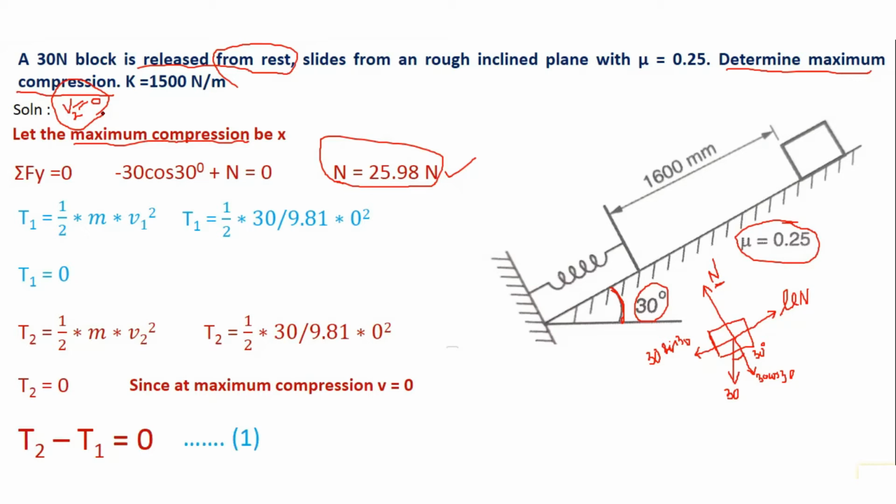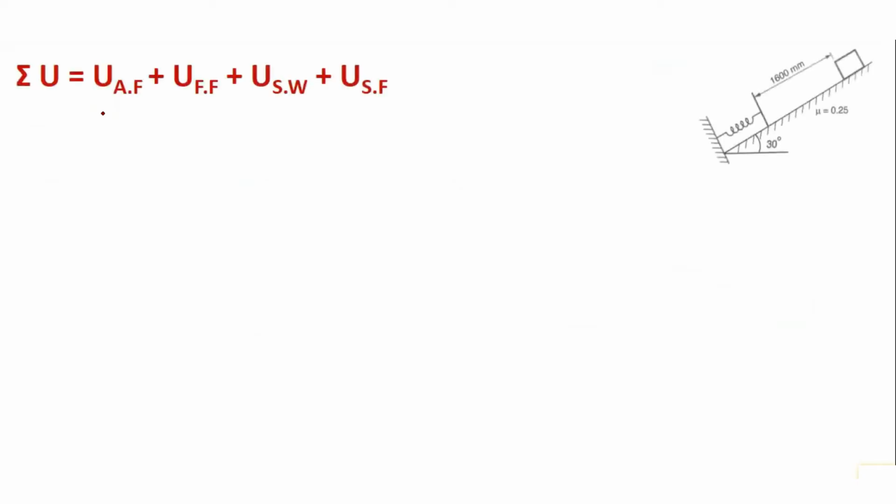Now let us proceed further to the right hand side. On the right hand side we need the summation of work done. For work done, we have work done due to applied force plus frictional force plus self weight plus spring force. As there is no applied force, this will become 0. Now regarding the friction force, we have seen that the friction work is mu multiplied by N multiplied by s. The mu value is already given to us as 0.25. The N value we have already found out in the previous step. Now we need the value of s.